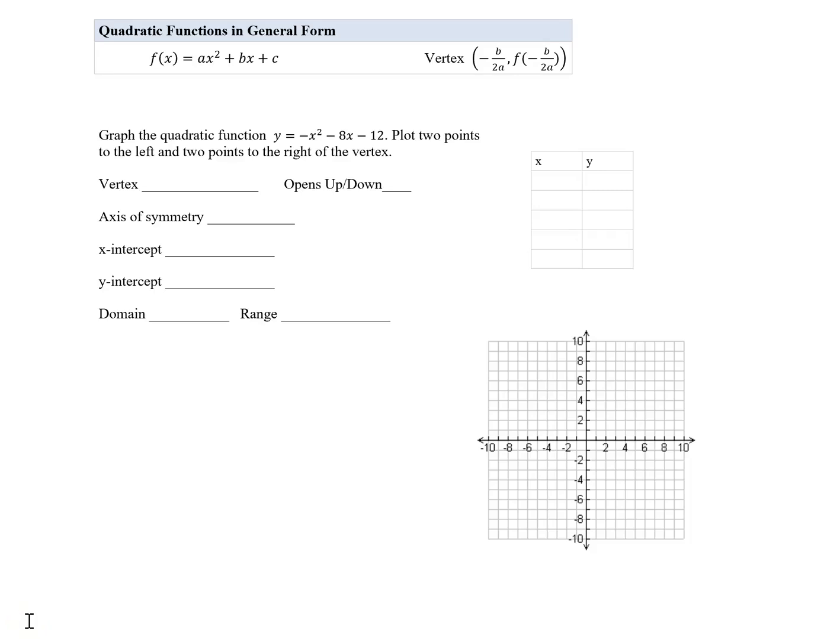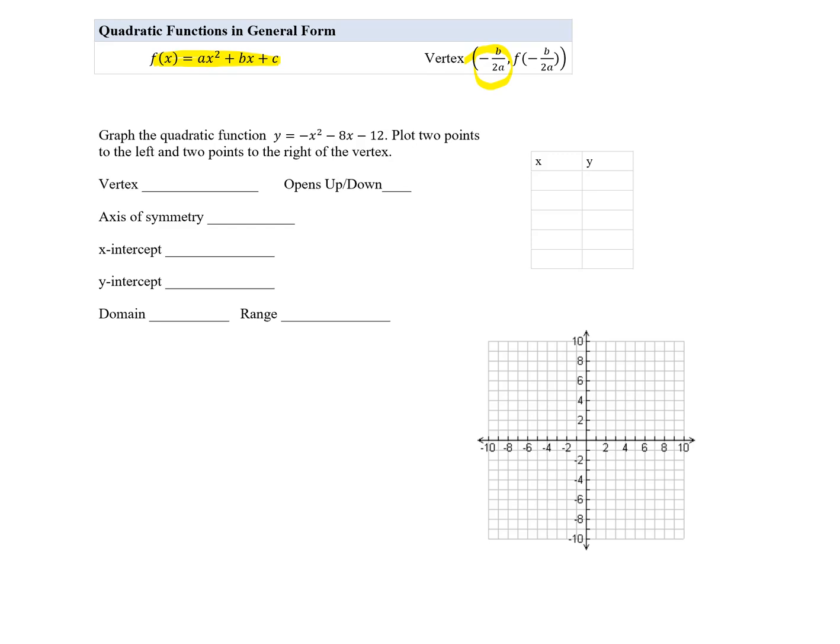Quadratic functions in general form look like f of x equals ax squared plus bx plus c. From this form, we cannot read the vertex h comma k. So in this case we have the formula here on the side. The value of h, that's the x-coordinate of the vertex, is given by negative b over 2a.